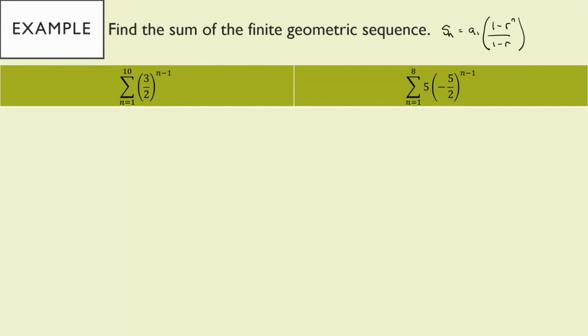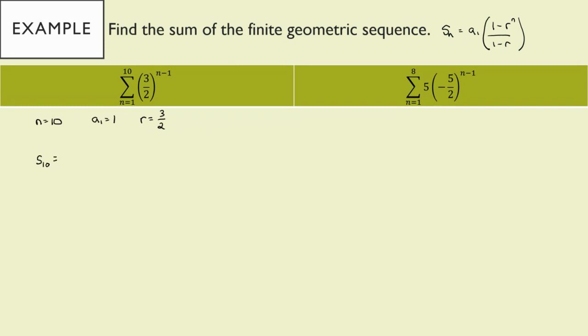So the first example on the left, n is going to be 10, because that's the number on top of the sum symbol. And we don't have a number in front of our parentheses that's raised to n minus 1. So A1 is going to be 1. We just assume that's going to be 1. And then R is what's under the n minus 1, so that's 3/2. So once you've identified all this, you just plug it into the formula.